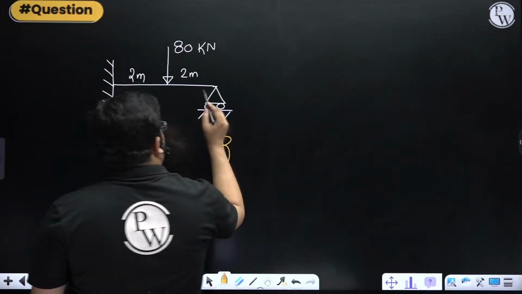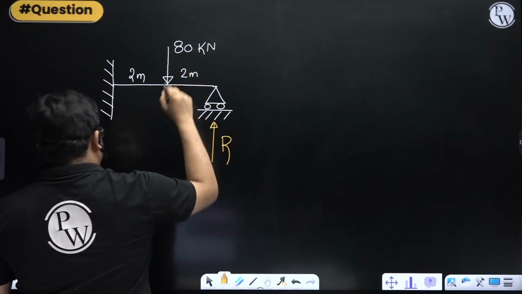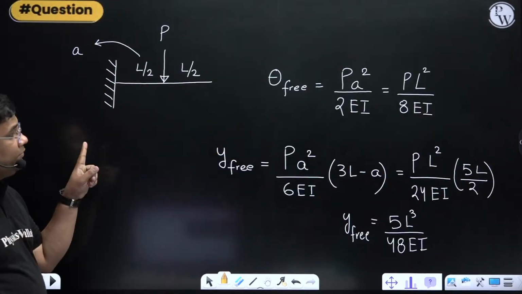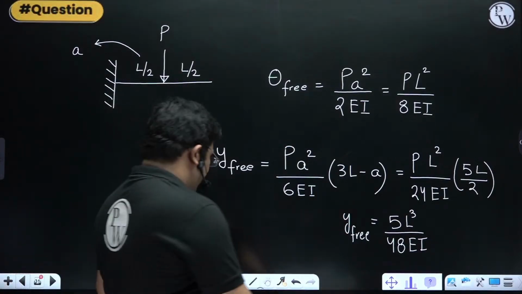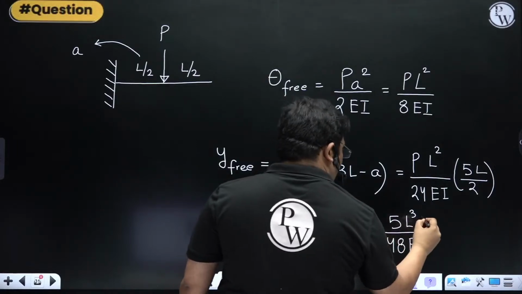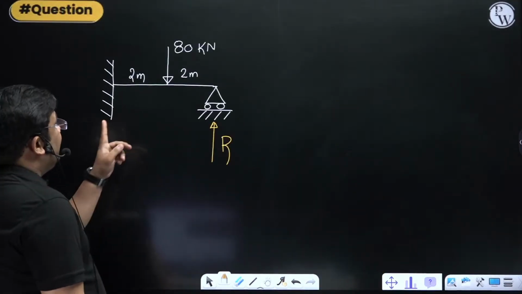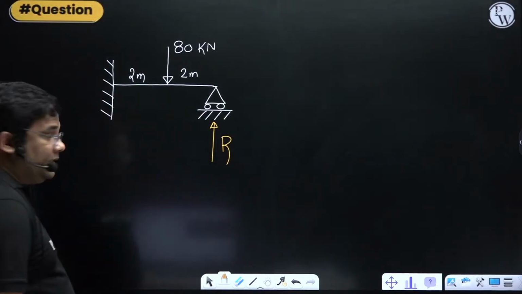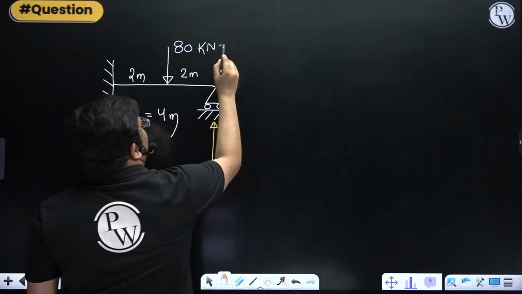I will take the effect of this point load. Due to the effect of this point load, the deflection at free end is how much? Okay, here I forgot P. The deflection is 5PL cube by 48 EI, right? And it is acting at the mid. Here L is 4 meter actually, and P is this.